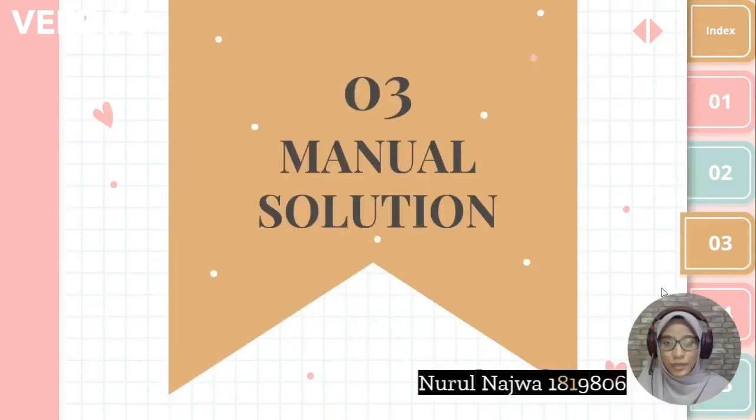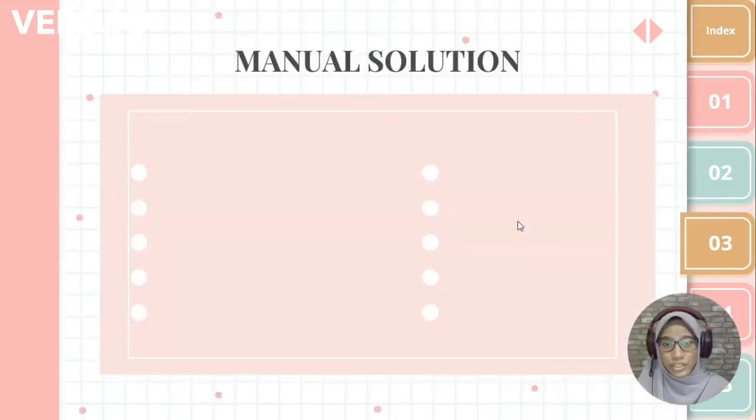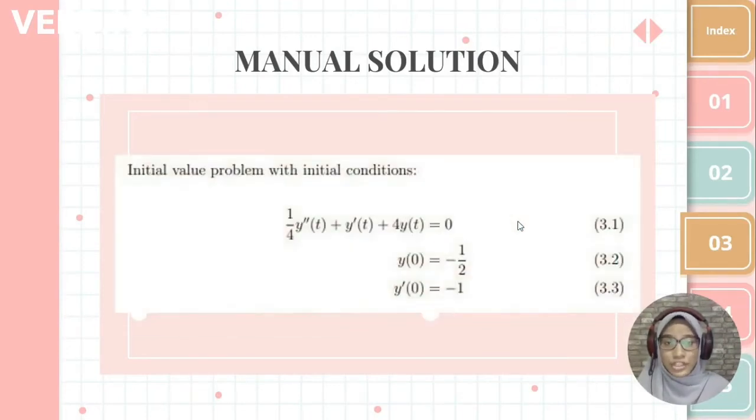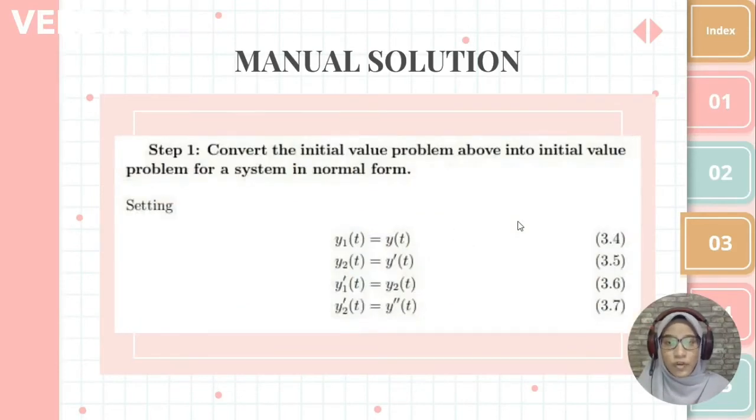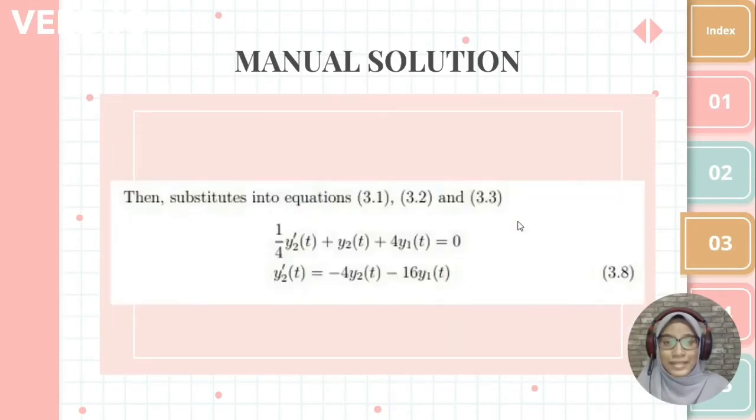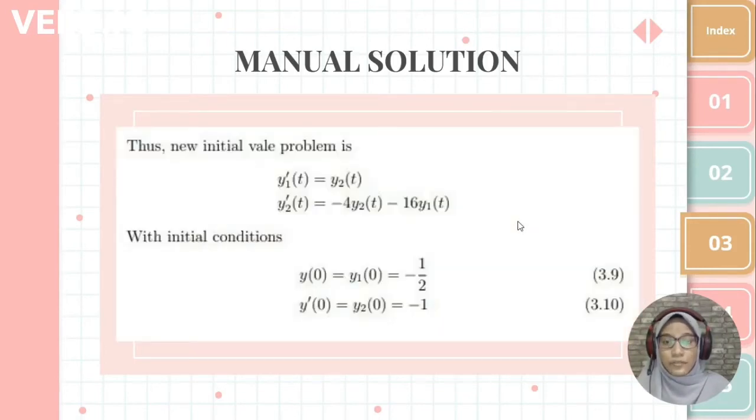Next, we proceed with the manual solution. In the manual solution, there are a few steps that need to be taken in order to get the maximum displacement. This is the initial value problem with the initial conditions that we get from the equation before. Step 1. We need to convert the initial value problem into an initial value problem for the system in normal form. Then, substitute equations 3.1, 3.2, and 3.3. Thus, we will get the initial value problem with the initial condition.